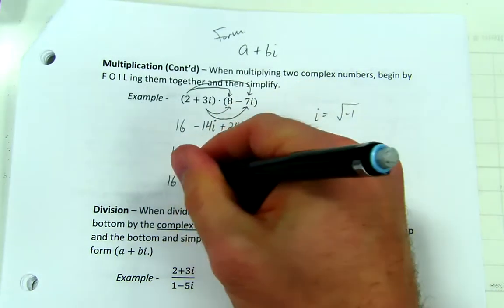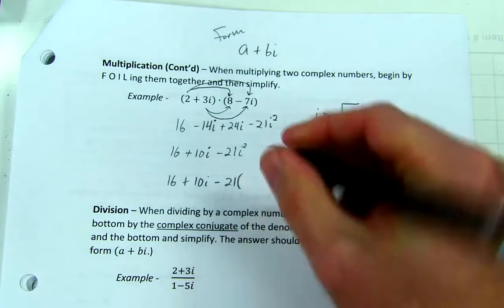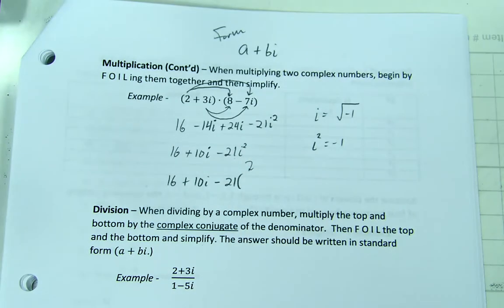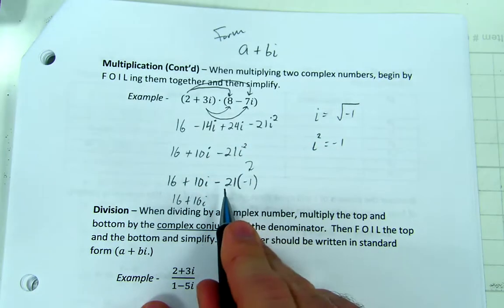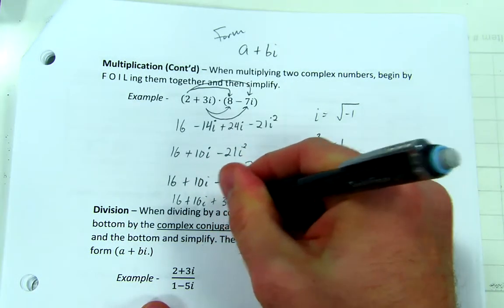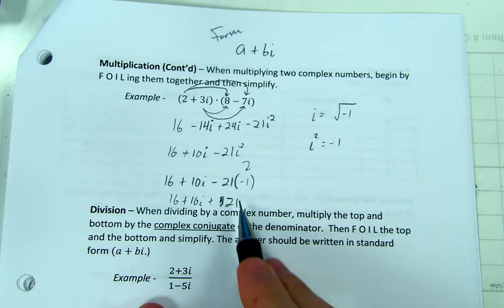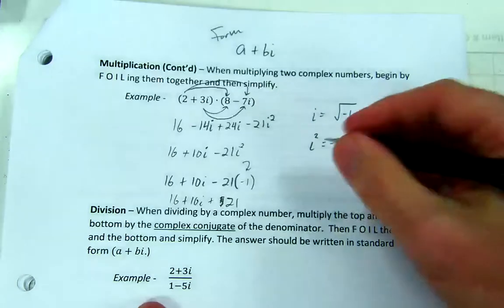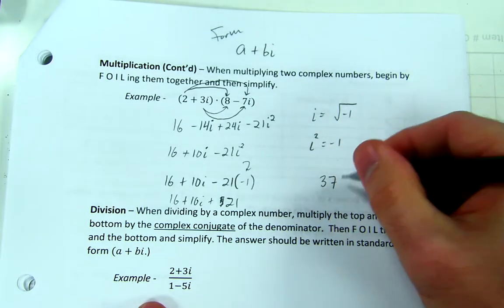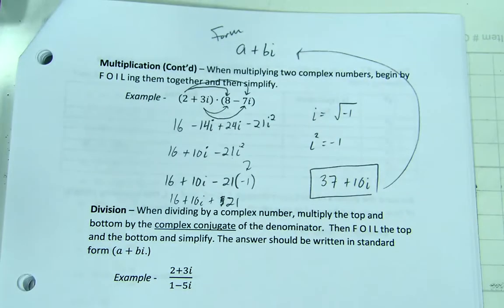So if I do that, I get 16 plus 10i minus 21 times, instead of i squared, negative 1 here. So if we finish that out, we have 16 plus 10i. Negative 21 times negative 1 is plus 21, I'm sorry, getting ahead of myself. So we turned that into a real number there. We went from a complex number to a real number. And then we have 16 plus 21 is 37, and then plus 10i. Now, that matches the form a plus bi.